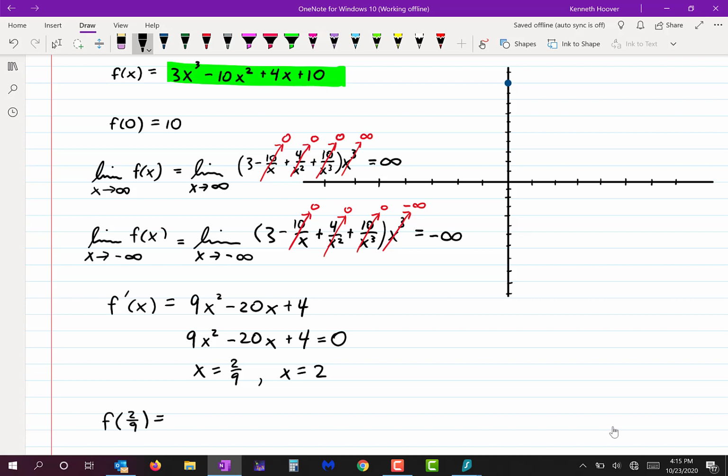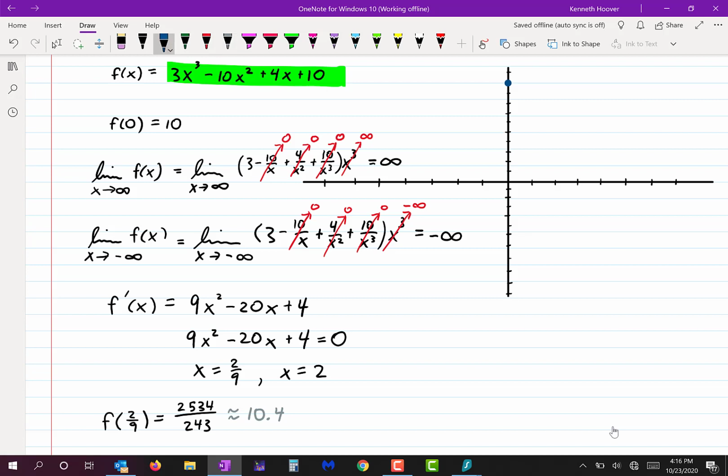f of 2/9 equals 2534 over 243. Now I want to plot this point, so I need an idea of how big that number actually is. When you have fractions and the numbers in the fraction are really big, it's hard to have a good picture in your mind of what the actual fraction is. Because when I look at that, I think, oh, that's a huge number, but it's really not. That is about 10.4.